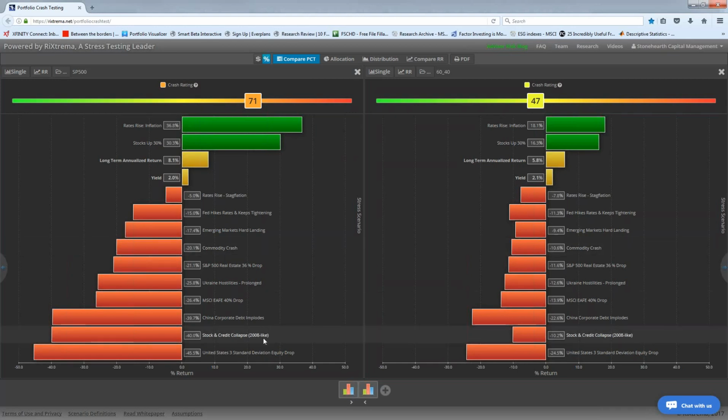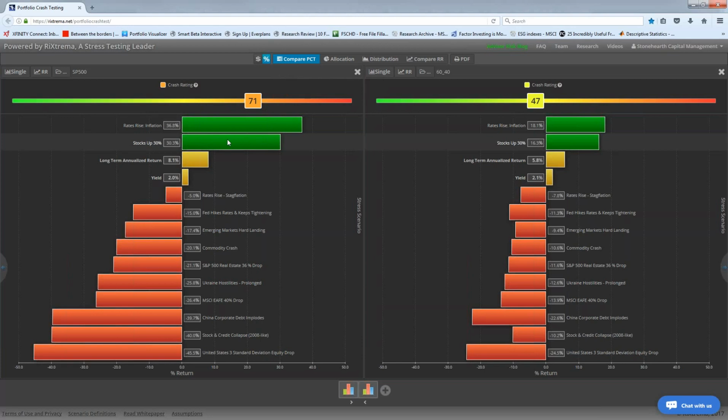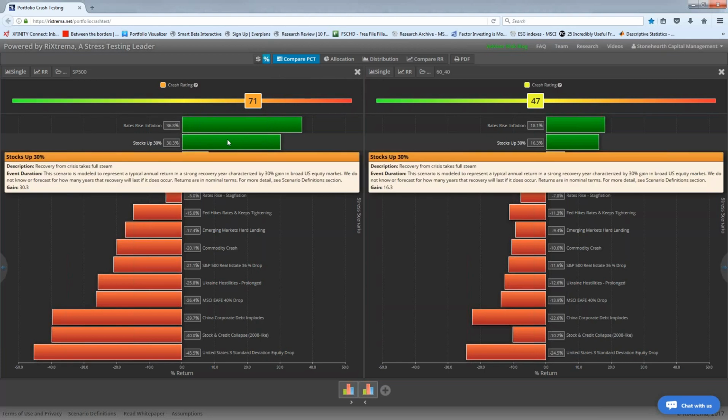So we look at that stock and credit collapse of 2008 again. That 40% loss turns into a potential 10% loss just by adding 40% bonds. Most normal people, like myself and everybody on the call, would say, of course I would take that. I would rather only lose 10% in those crises than 40%. That looks good to me. But there is a trade-off. When we go to the positive side of the ledger, in that first S&P portfolio we looked at, it would have gained 30% if stocks are up 30%. We go over to the new portfolio, and we're only gaining 16%.